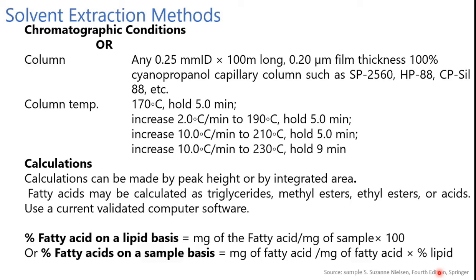So the fatty acids may be calculated as a triglyceride, methyl esters, ethyl esters or acids, using current validated computer software which have been provided. Then how do we calculate? Percent fatty acid on a lipid basis is calculated by the milligram of the fatty acid divided by the milligram of the sample taken, times 100, or the fatty acid on the sample basis is calculated as the milligram of the fatty acid times the percentage of the lipid.